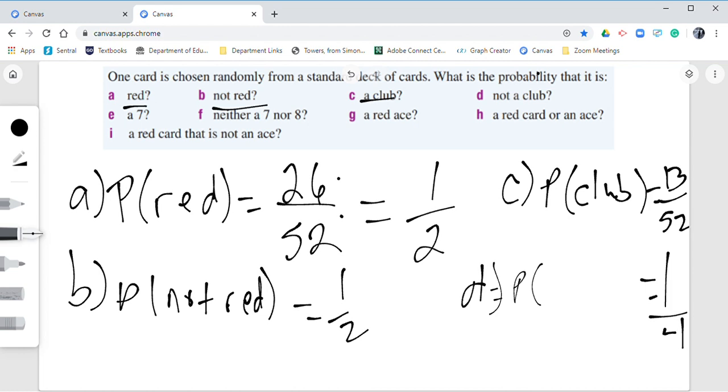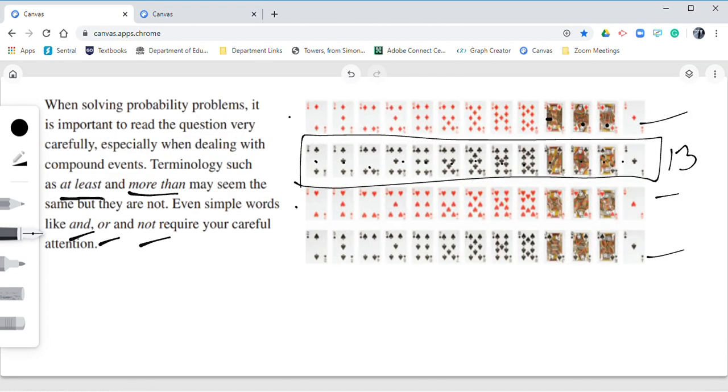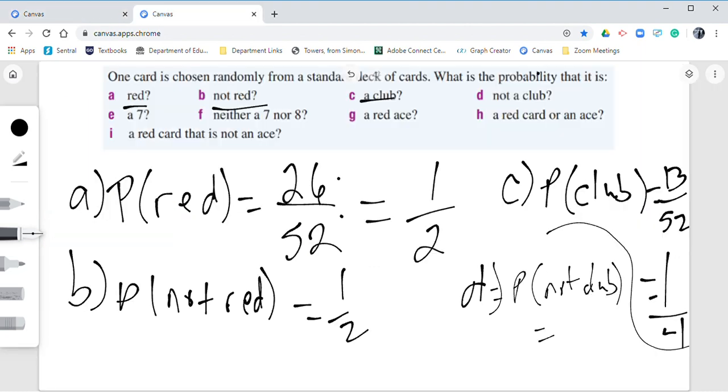So the probability of not a club, well, we can go back. Sorry, I would draw this up above, but I've run out of room. So we can flip back, and if 1/4 is a club, that means 3/4 would be not a club. If you wanted to, you could count it out, and you would find that 39 of the 52 cards is equivalent to 3/4. So if I go back, I can say 3/4.